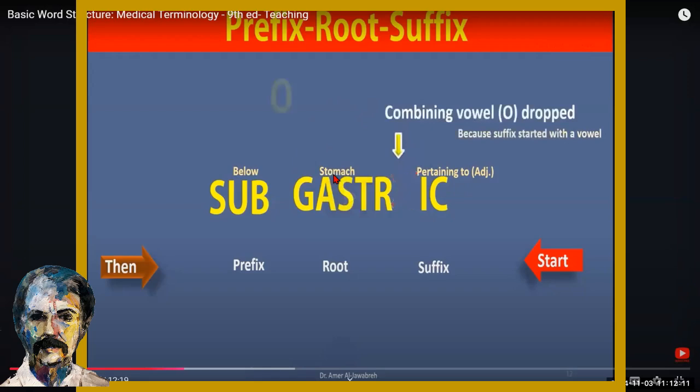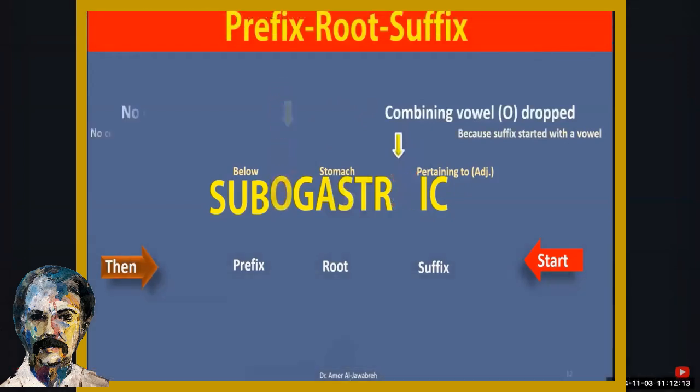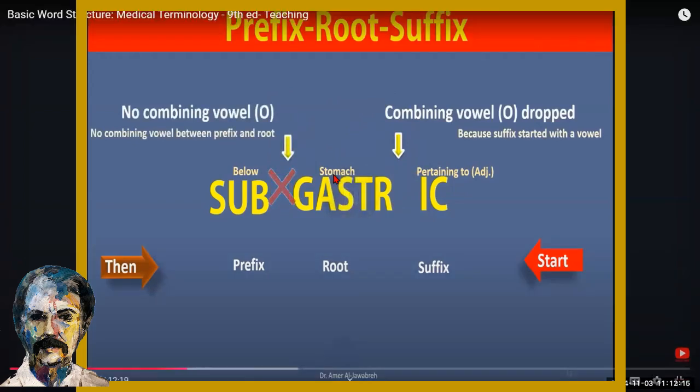And here, the O, we don't need it also because there is no combining vowel between a prefix and a root. There is a combining vowel between a root and a suffix, but the prefix, no. Not subogastric. Correctly, subgastric. No combining vowel between the prefix and a root.